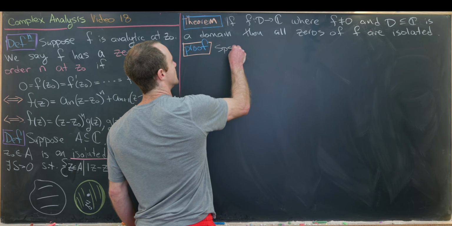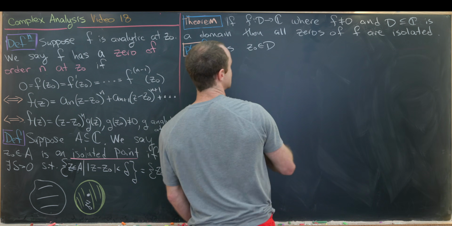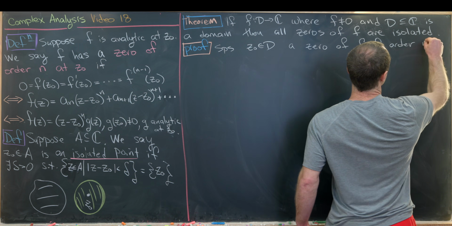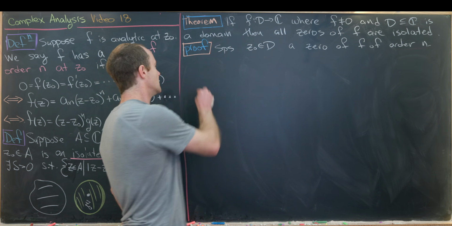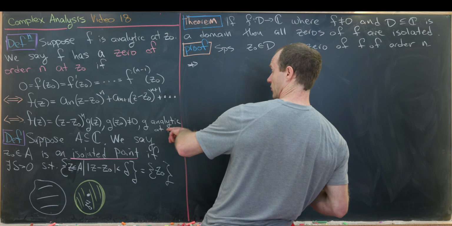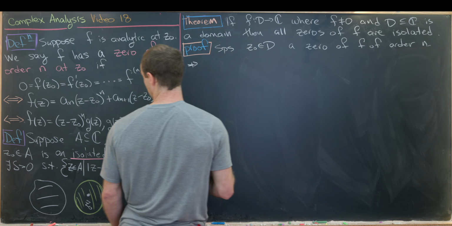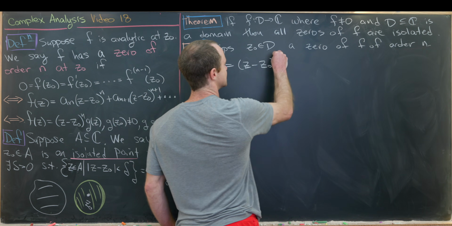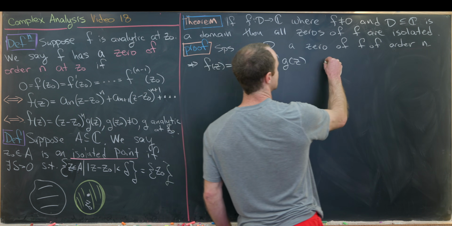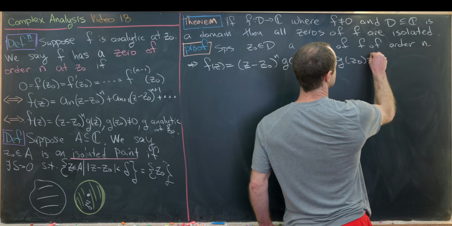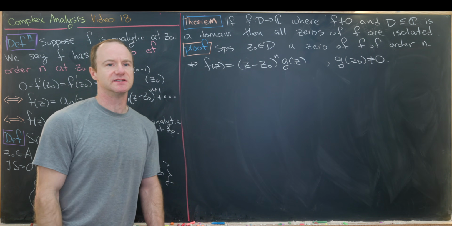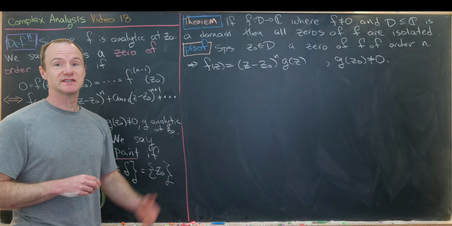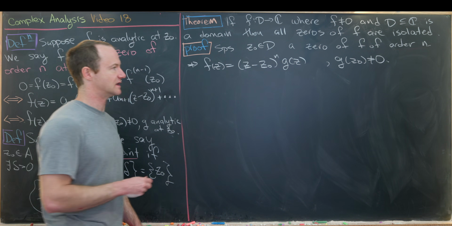So let's suppose that we have z0 in D, which is a 0 of f of order n. But then by this third way of thinking about the zero of order n, we can write f of z as (z minus z naught) to the n times g of z, where g of z naught is not equal to 0, and further, g is analytic. But since g is analytic, it's continuous.